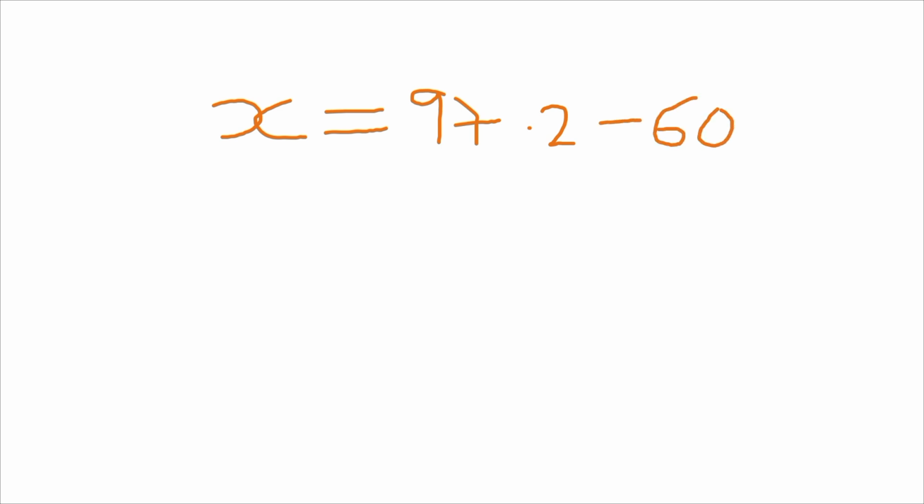So for us to get x, we are going to take that value 60 to the other side of the equation. So x is equal to 97.2 minus 60. When 60 crosses to the other side, it becomes a negative 60. So 97.2 minus 60 will give us 37.2. So that is the value of x. So that's the final answer.